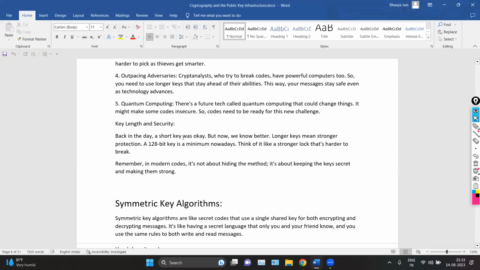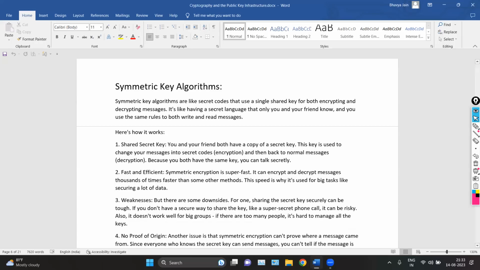Back in the days of short keys, which we have already discussed. The longer the key, the stronger the protection; a 128-bit key is the minimum nowadays. You can take 512 or 1024-bit keys like this. Okay.